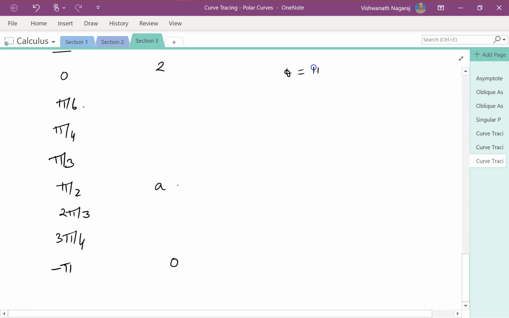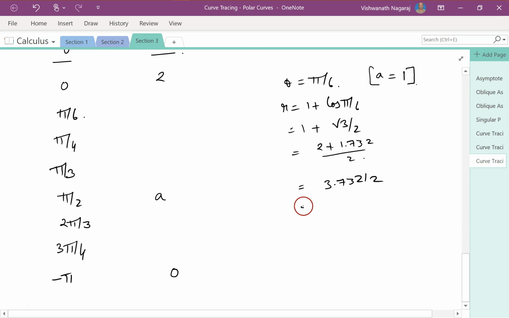When theta equal to pi by 6, r is equal to, now here let's say a is equal to 1, 1 plus cos pi by 6. Cos pi by 6 is root 3 by 2, which gives us 2 plus 1.732 by 2. This gives us 1.866, so let's say 1.87 or 1.9. Now theta is equal to pi by 4.